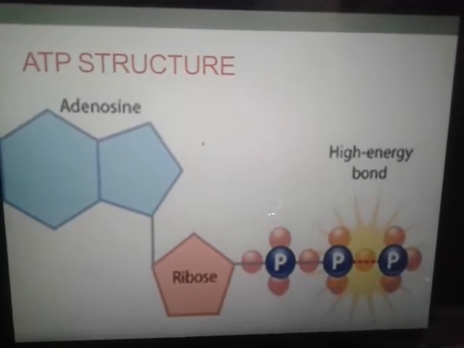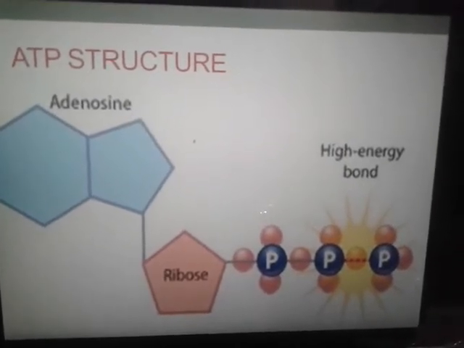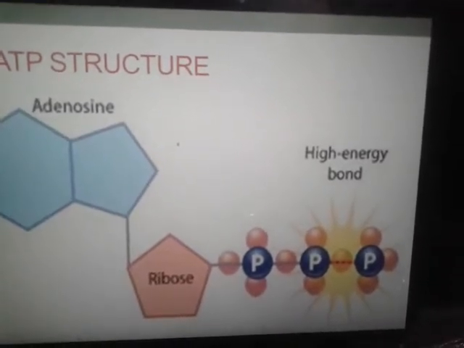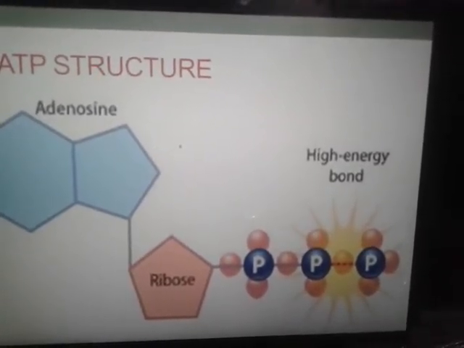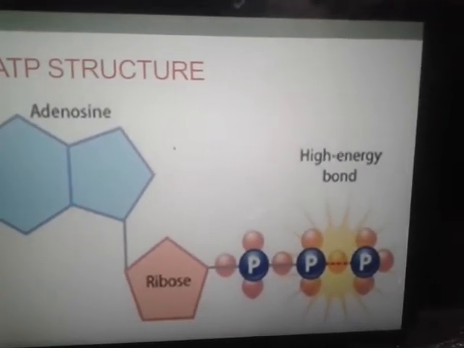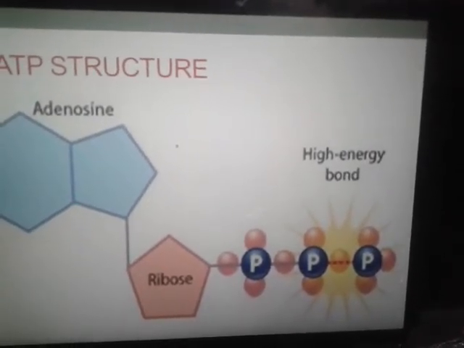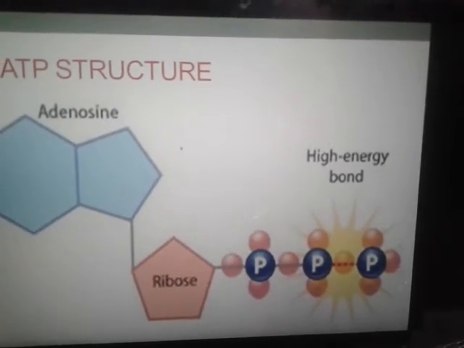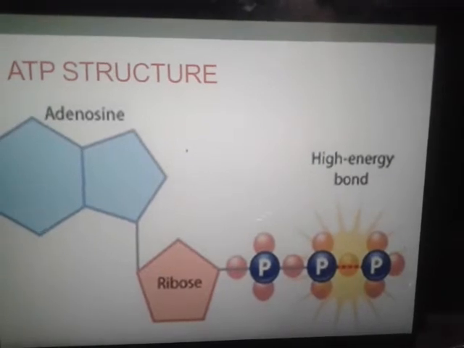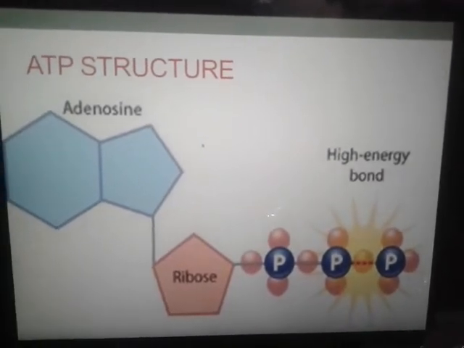The ability of ATP to store and release energy is due to its molecular structure. It shows a simplified diagram of ATP. Each ATP molecule has 3 subunits: adenine, a double ring nitrogenous base, a ribose, a 5 carbon sugar, and 3 phosphate groups in a linear chain.